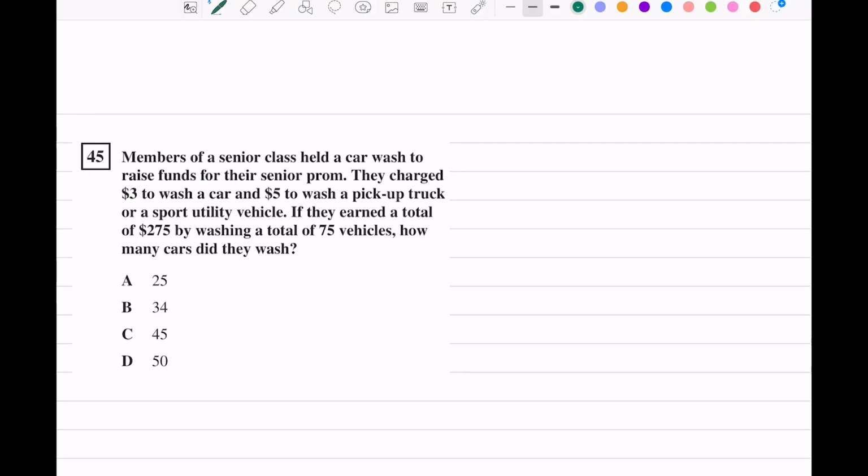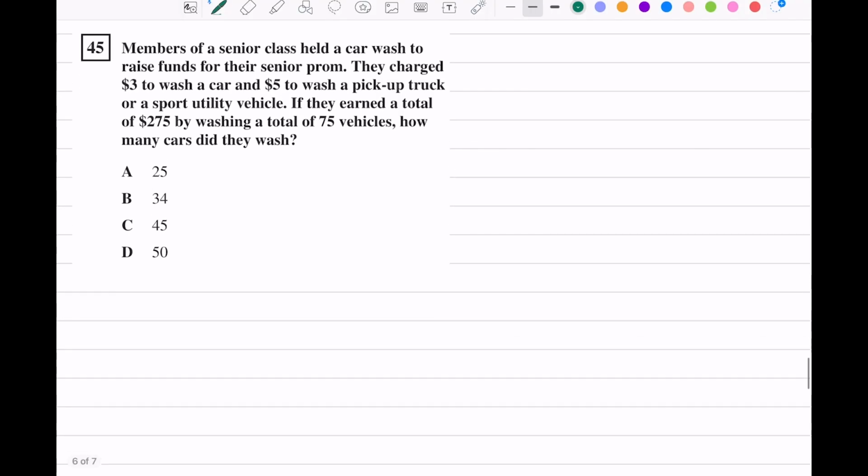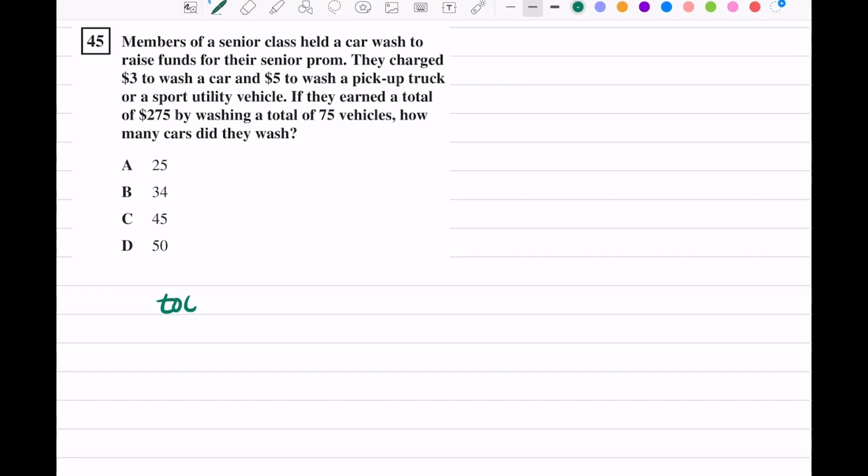Okay, let's try to break this down. They tell us that the total money that was earned was $275. And where does this money come from? We get $3 per car and then $5 per truck. So let's have C as the number of cars and T as the number of trucks or sport utility vehicles. We'll just group it as one variable.